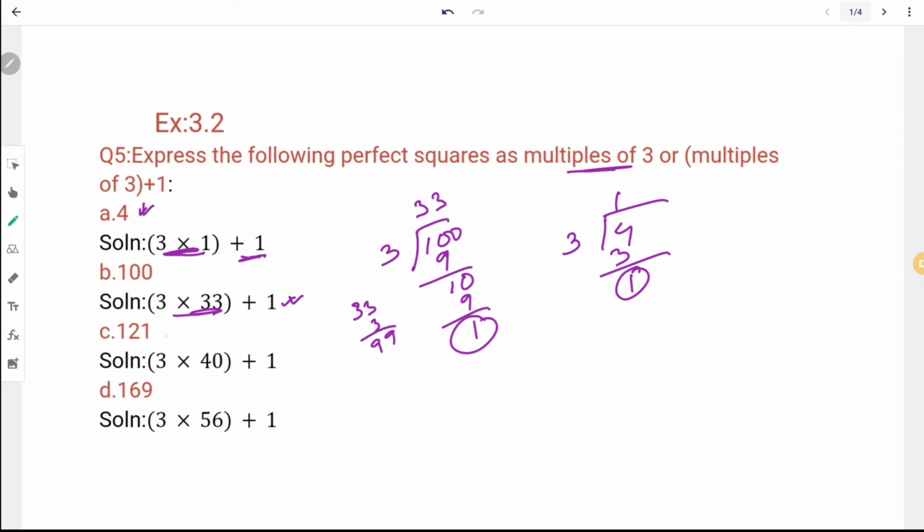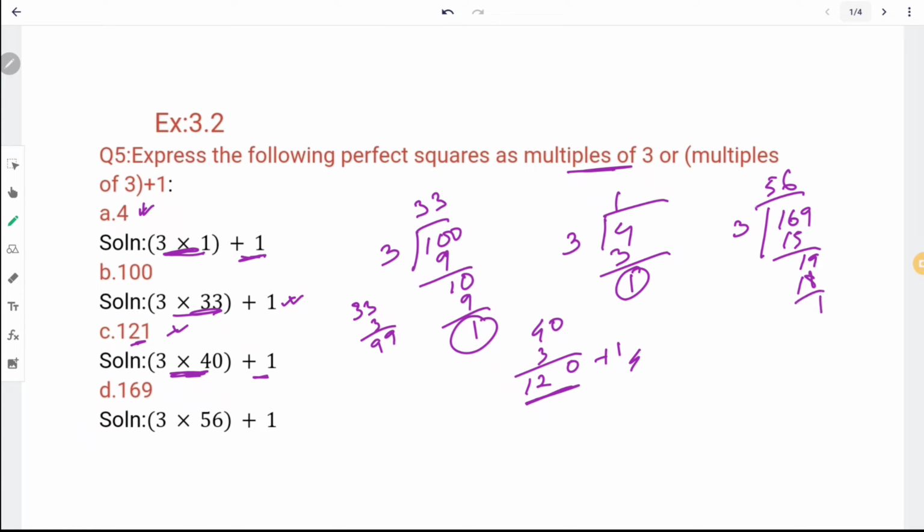Same thing with this 121. 3 into 40, 3 4s are 12, we get 120. But it's supposed to be 121, so I need one more, so plus 1. So multiples of 3 plus 1. Then 169, if I divide it, 3 5s are 15, 1 in hand, 19, 3 6s are 18, 1 in hand. So when I multiply 3 into 56, I get 168, but it is 169. I need one more, so plus 1. 3 into 56 is 168 plus 1, we get 169.